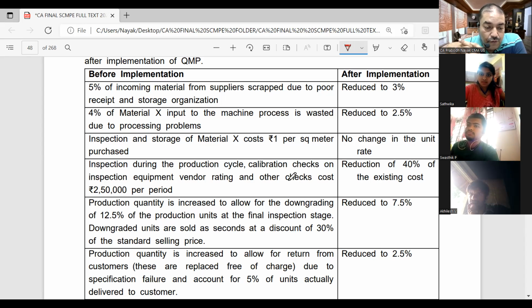No, before that, what did you tell me? 5%? 4%, and it has been reduced to 2.5%. Okay, now 4%. If you have taken that, it is not affecting my production, Satvika, because 4% is of the raw material input into the machine, which is wasted. It is not the production which is wasted. It is the raw material which is wasted. So it has got nothing to do with the production part.